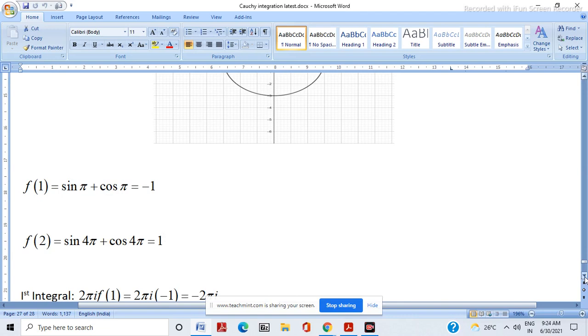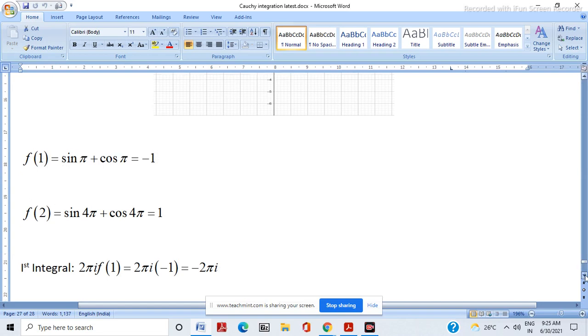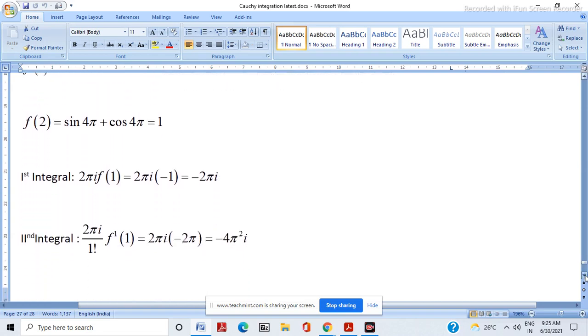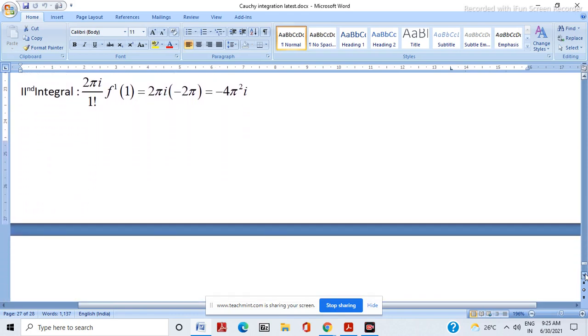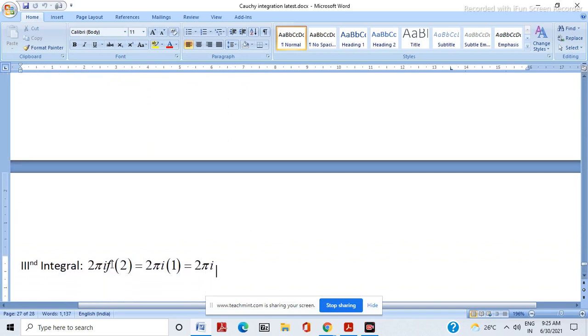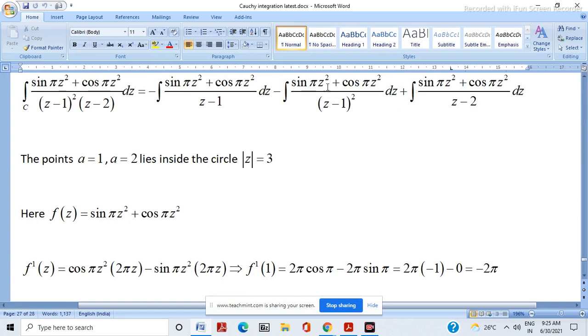Now the first integral: what is the formula? 2 pi i into f of 1, which means 2 pi i into minus 1. The third one also, the formula gives 2 pi i into f of 2, that means 2 pi i into 1, which is 2 pi i. I will tell about the second integral after that. Now for the second integral, which theorem should we apply? Here, just see sin pi z square plus cos pi z square by (z minus 1) whole square. That means we should apply Cauchy's generalized integral formula.